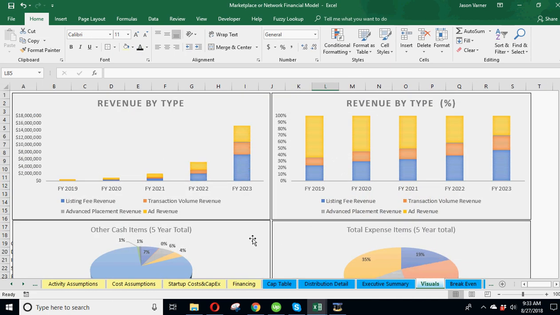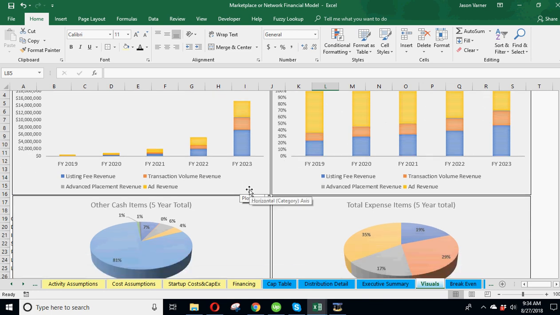Then we've got more visuals. So I've done revenue by type. So there's 4 types, but only 3 of them are visible because the advanced placement revenue is really small based on our assumptions. Then you've got the same exact chart here, but it's just showing the percentage breakdown of each one instead of the total dollar amount.